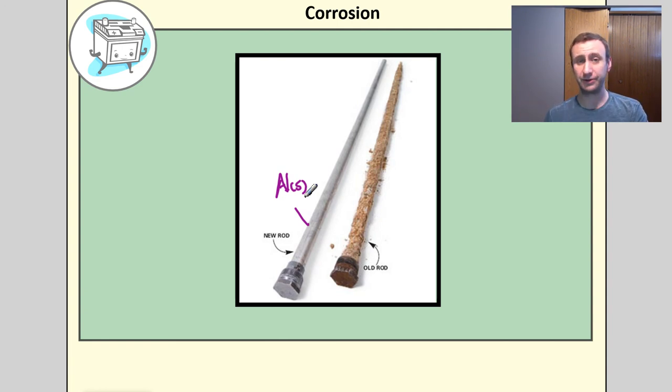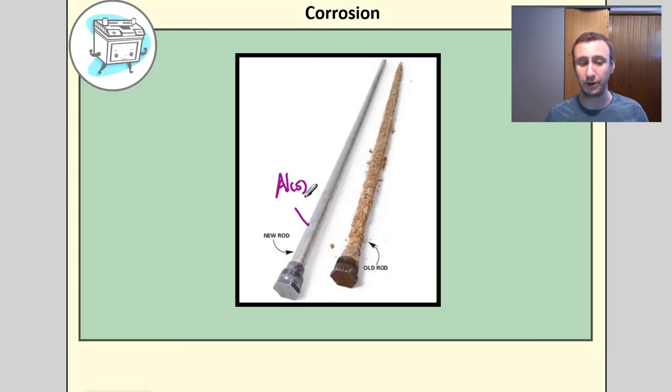You can buy these suckers at Home Depot. They actually carry these sacrificial anodes that you can put yourself into the hot water tank and then you're good to go. Often the warranty itself on hot water tanks is based on how large the sacrificial anode is that they have inside of the tank, which is kind of interesting.